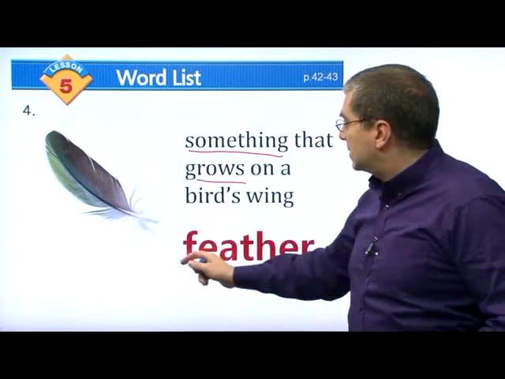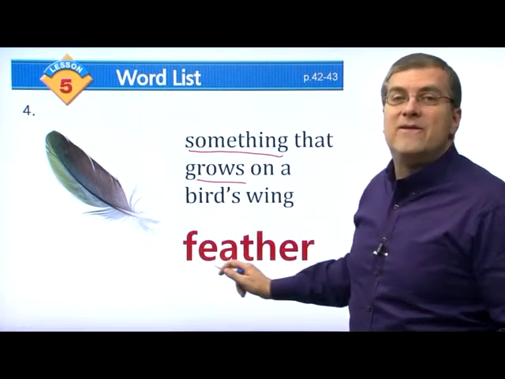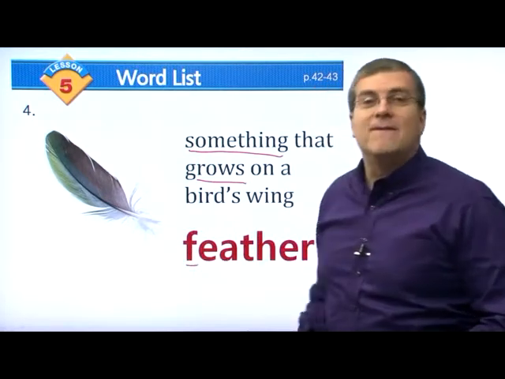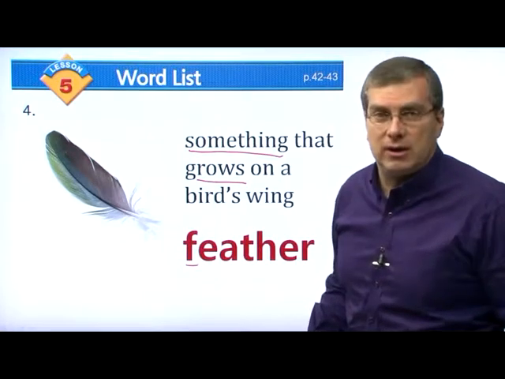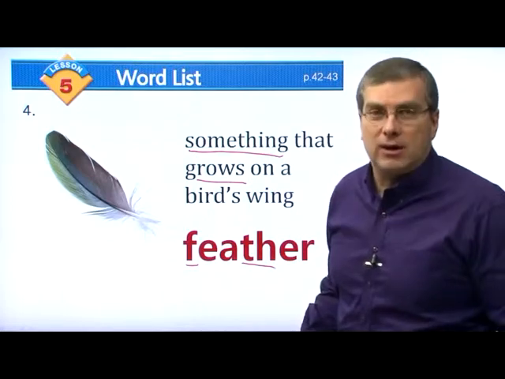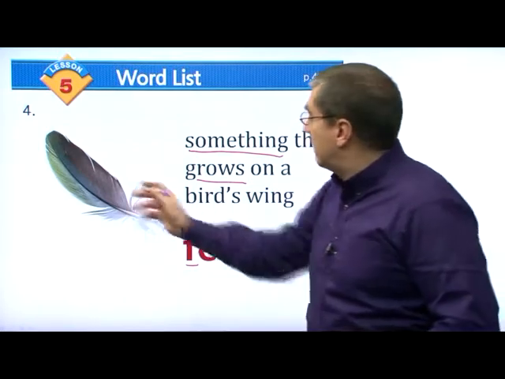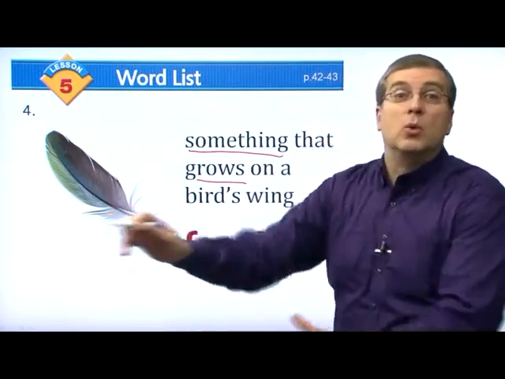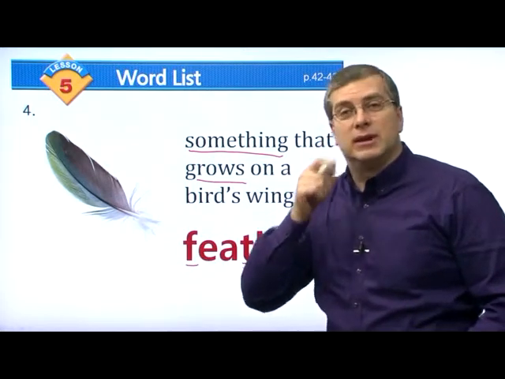It, of course, is a feather. Feather. Be careful with the F. Feather. And TH, the. Feather. So we say feather. It's a feather. It grows on a bird's wing. And it's very soft if we touch it.